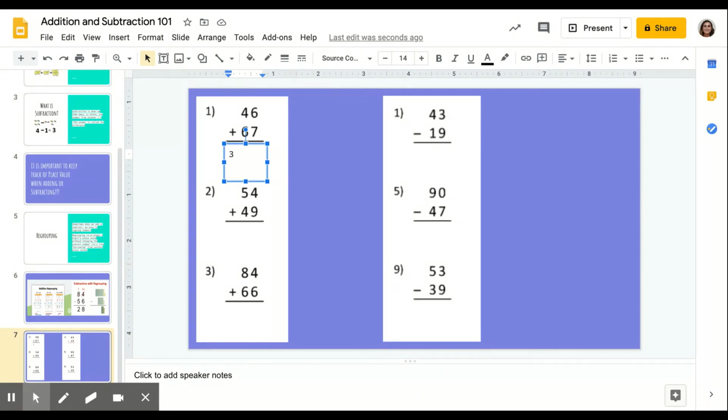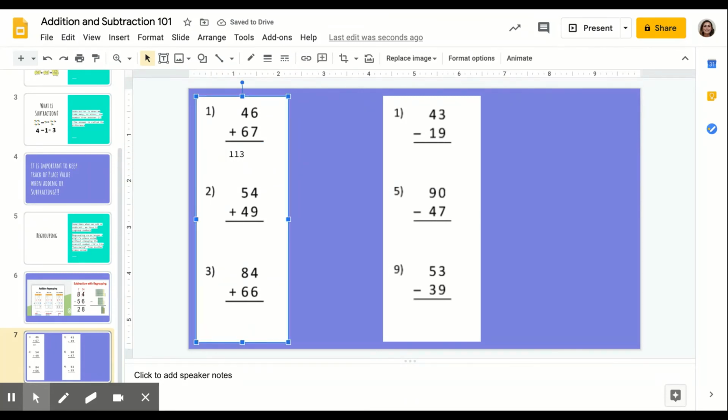So you will have 113 as your answer. Okay, so 46 plus 67 is 113.